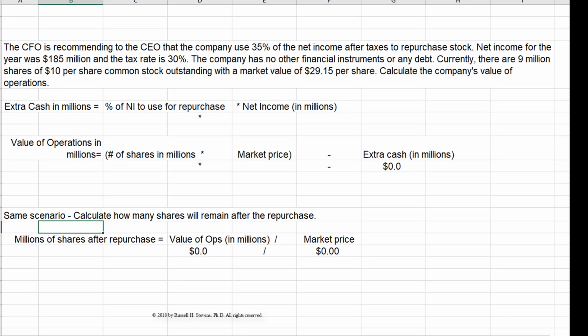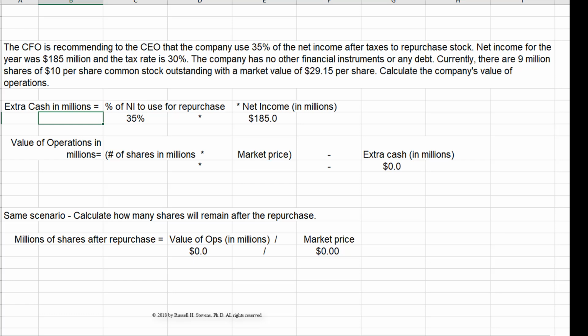On this next screen, there are 2 things being calculated. The first is the value of operations, and the second is the shares outstanding after the repurchase. They are together because the upper calculation numbers roll right into the lower one. Highlight the workbook cell under Percent of Net Income to use for repurchase and type in 35%. Highlight the workbook cell under Net Income in millions and type in 185. Both numbers are in the paragraph above.